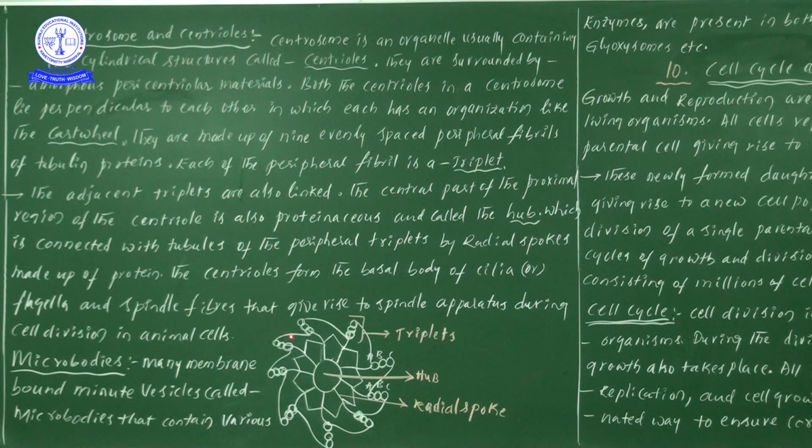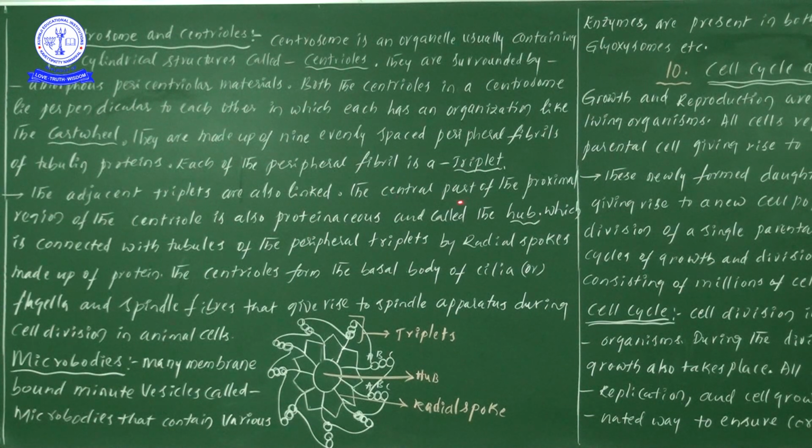You see this particular line, we are calling it the AC linker, that particular link which joins the A triplet and another triplet, C1. Thereby, adjacent triplets are also linked.